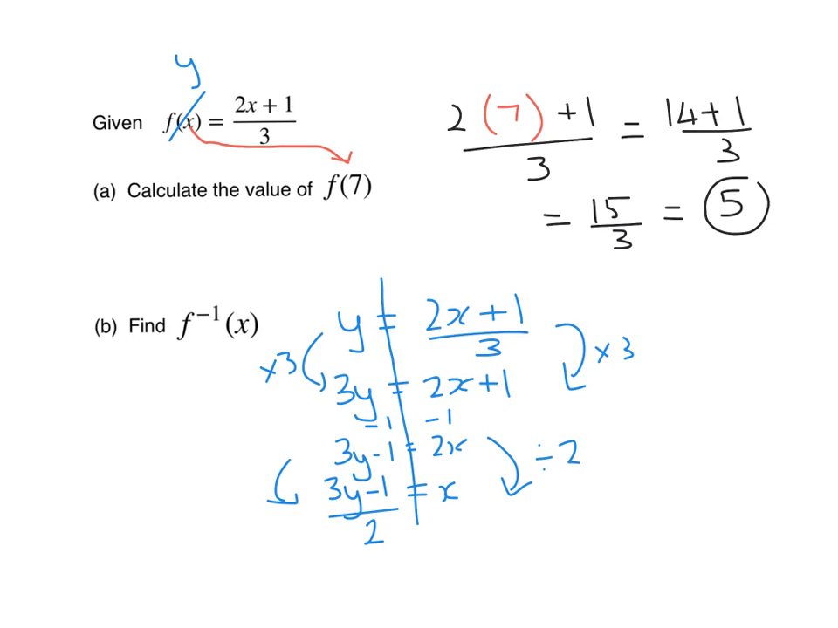At this point, I'm going to swap the x for my f of minus 1 of x, because I've done the inverse of everything. So my final answer, I'll do it on this side, is (3y minus 1) over 2.